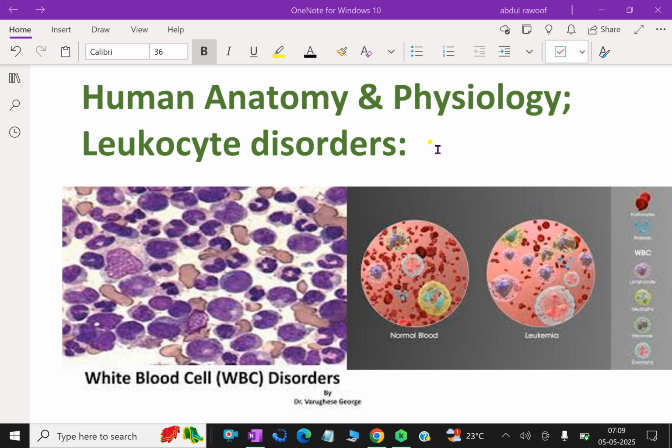Some types of leukemia are acute leukemias, acute myeloblastic leukemia (AML), acute lymphoblastic leukemia (ALL), and chronic leukemias. Thrombocytopenia, vitamin K deficiency. Now, let us discuss further about leukocyte disorders.